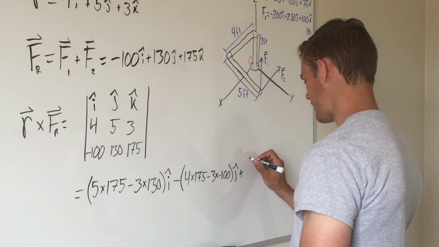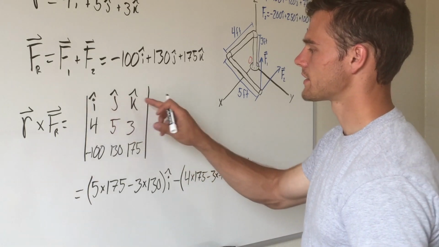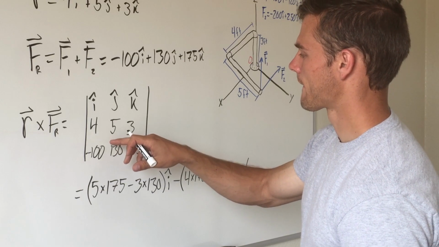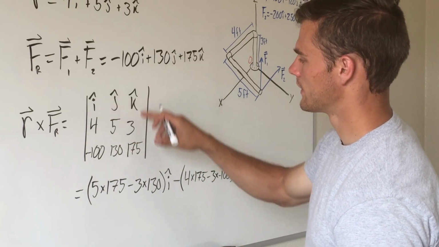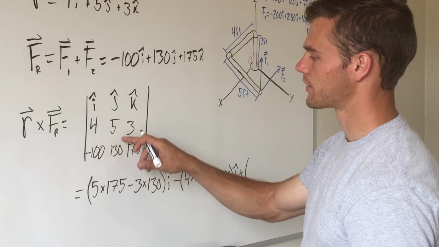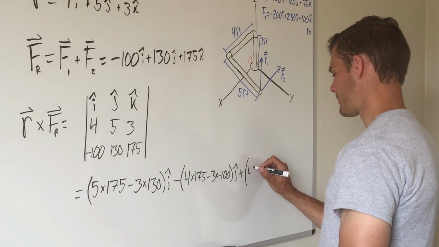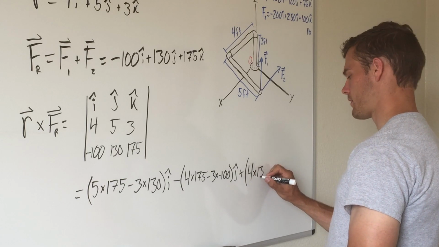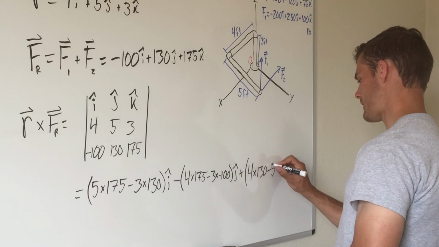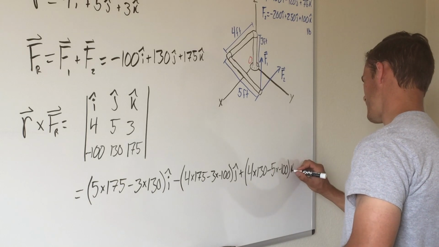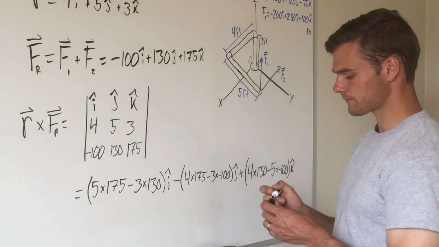And then plus our K component. Cross out this row and this column. And we'll do 4 times 130 minus 5 times negative 100. And that's our K component.